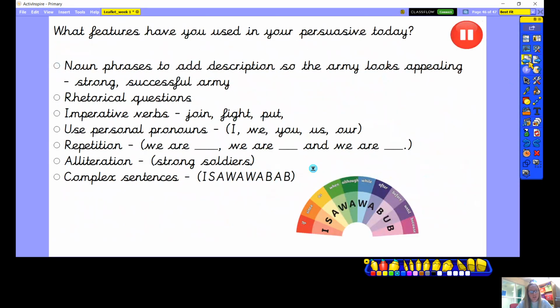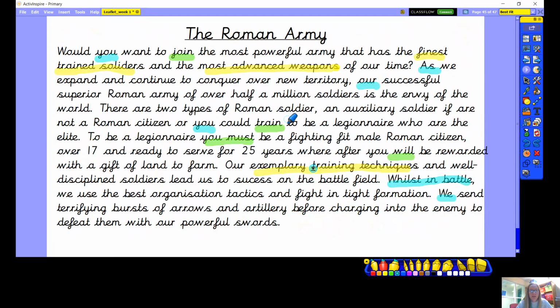Did I have any alliteration? I'm sure I had some alliteration somewhere. Ah, yes, we did. We had successful superior Roman army. So when you finish writing your paragraph, go back through and just check, have you used some of those examples of our signs of success for today. So here's my model. Have a go at writing your paragraph about the Roman army and then go through and check that you've got all those signs of success.